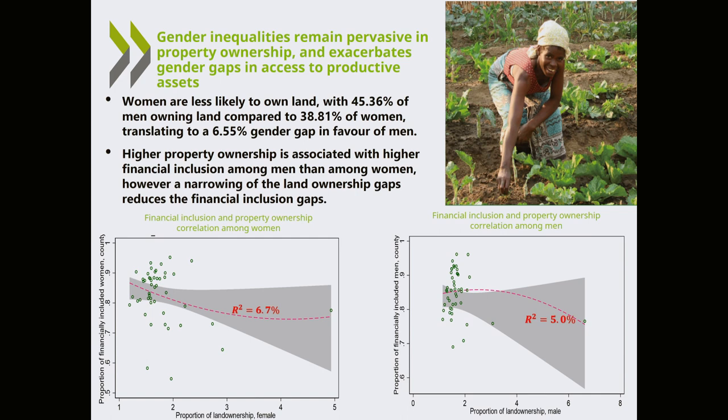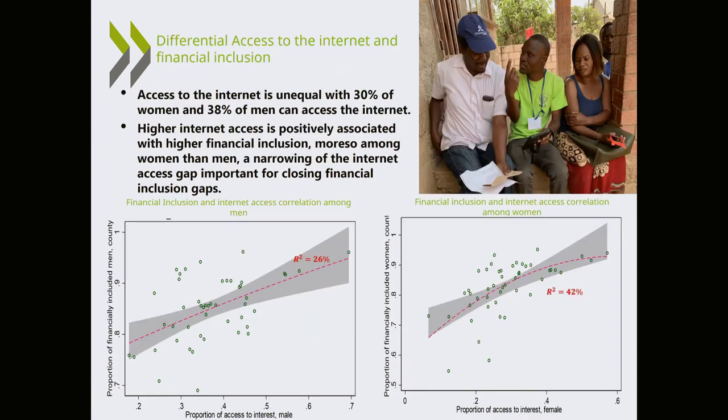Access to the internet, again, is unequal. 30% of women and 38% of men have access to the internet. And internet access is positively associated with higher financial inclusion, again, particularly among women. Now, from the analysis that we've seen, what's interesting to me is that all these drivers, phone ownership, income, access to internet, even ID ownership, seem for women to be much stronger drivers of financial inclusion than they do for men. And that's kind of curious.